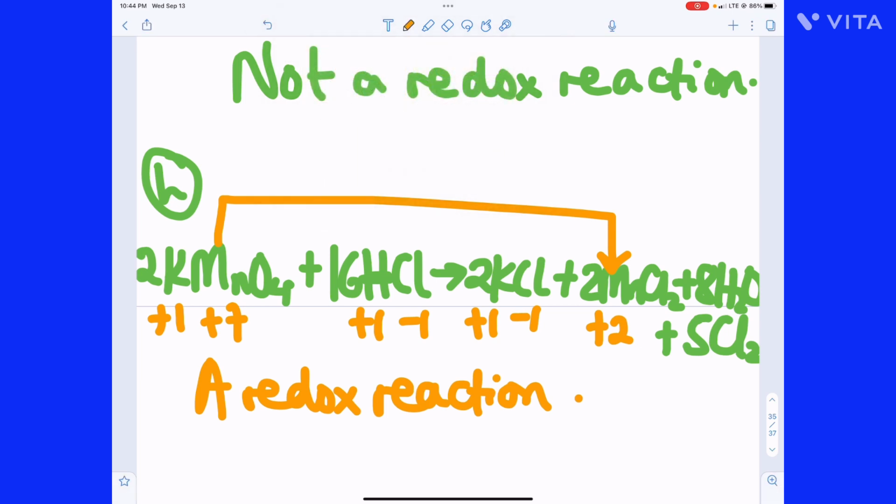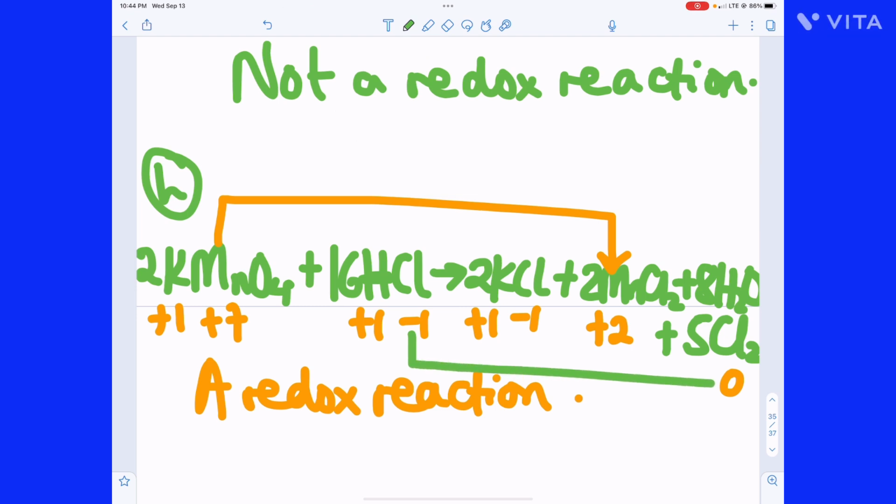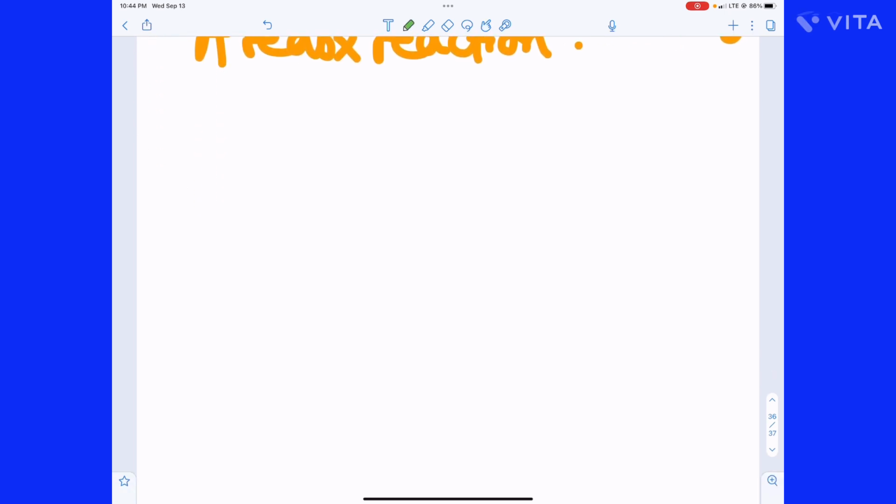So the oxidation number of chlorine is 0 here and it's -1 here. So that's an increase in oxidation number. Can you see that? Chlorine from, sorry, from -1 to 0. Its oxidation number in this compound is -1 on the left, but on the right, standing alone, chlorine gas has an oxidation number of 0. So definitely this is a redox reaction without a doubt.